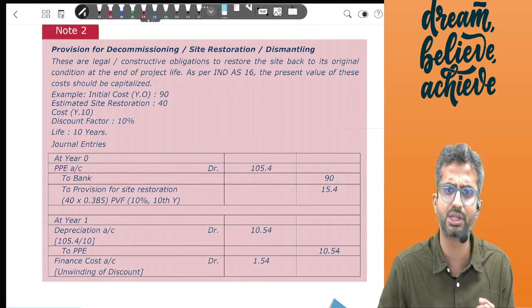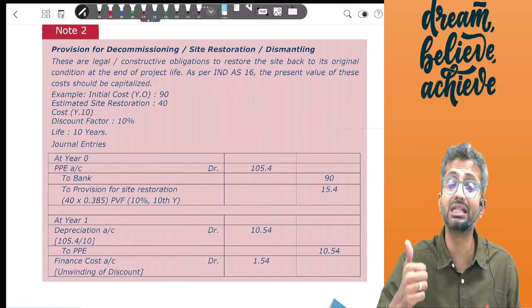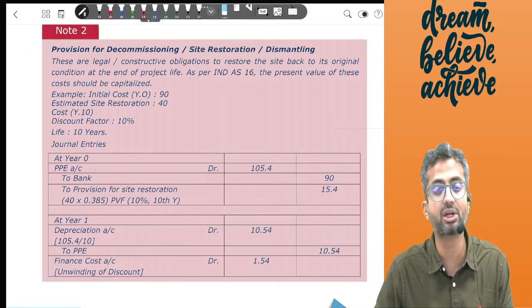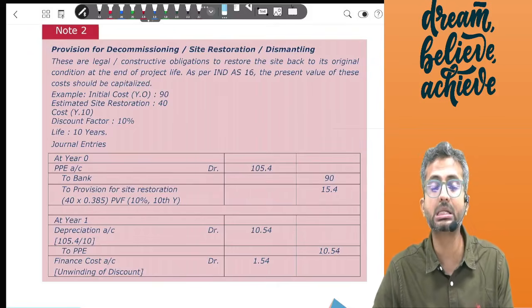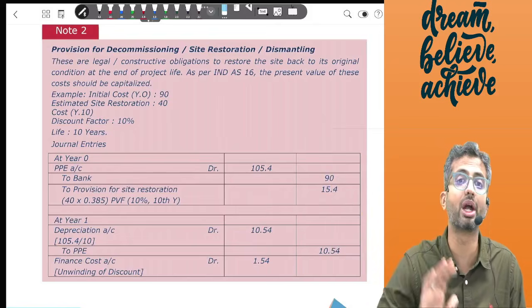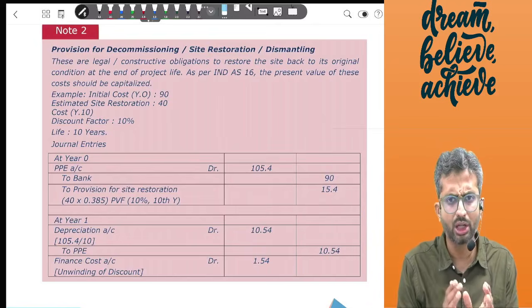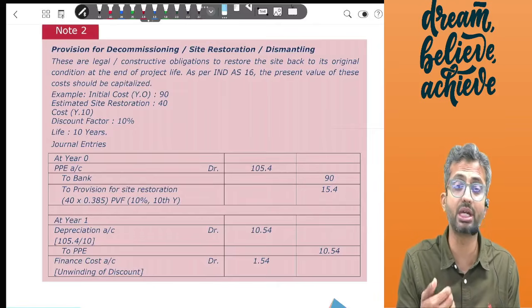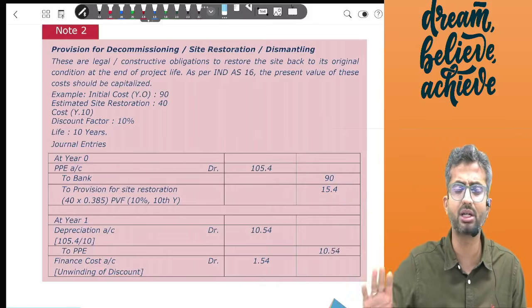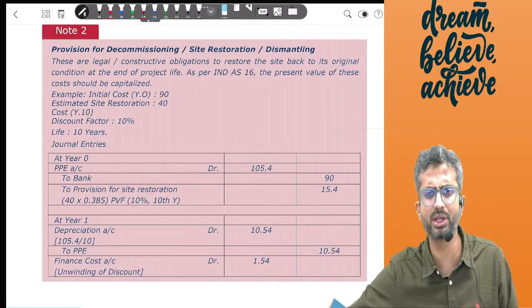Now this provision for site restoration is created if there is either a legal or a constructive obligation to dismantle. Even constructive obligations are included. And this is created at the present value of the estimated expenses that are likely to be incurred to dismantle. So let us say 90 rupees is the initial cost to construct the asset, plus after 10 years you are likely to dismantle and incur, let us say, 40 rupees of cost.